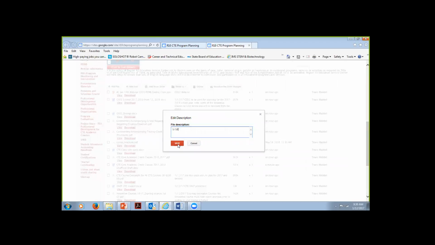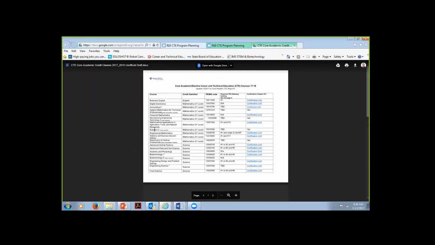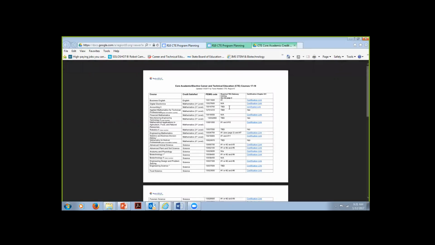Let me add a note to this. 1217 core CTE classes 2017 plus. There we go. So if we look at the CTE core academic classes that begin for 2017-18, we notice that there are quite a few classes added. Accounting 2 is going to become a math class. The requirements by TEA are to be determined.